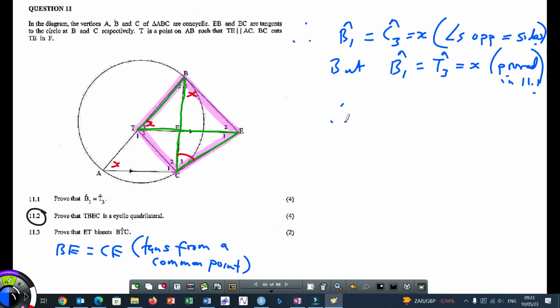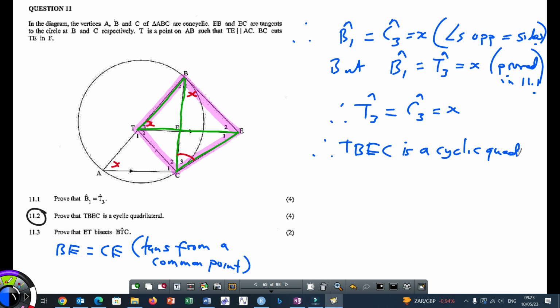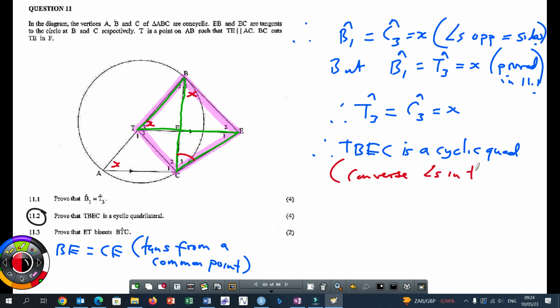Therefore T3 is equal to C3, and they are both equal to X. Therefore, now I'm just going to conclude. Indeed, this quadrilateral is cyclic. So I'll say TBEC is a cyclic quadrilateral. And my reason will be converse angles in the same segment.